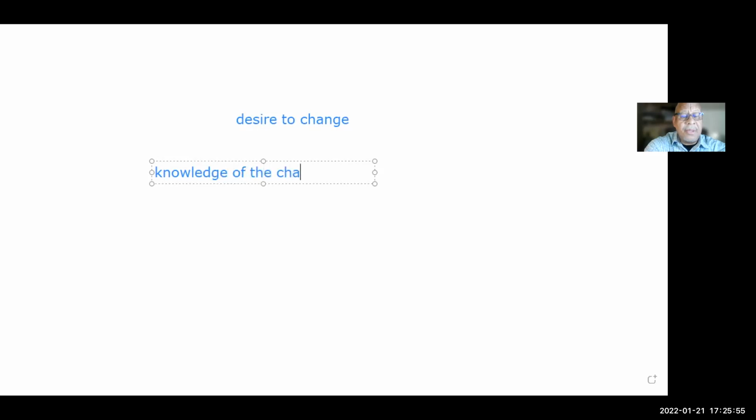Knowledge, that requires knowledge of the change, this process, the processes that need to be put in place, the considerations that need to be put in place. Do you have the knowledge? We also talk about ability. Does an athlete just get on the track and start running or jumping or pole vaulting? Absolutely not. We have to have the ability to change.